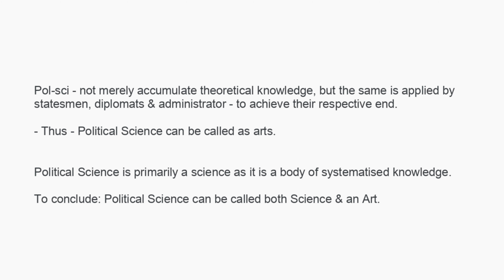Hence, it is very obvious that political science can be called an art. However, political science is primarily a science as it is a body of systematized knowledge. It can also be called an art because its knowledge is not of merely theoretical importance. Rather, it is of great practical value as well. Thus, to conclude, political science can be called both an art as well as a science.